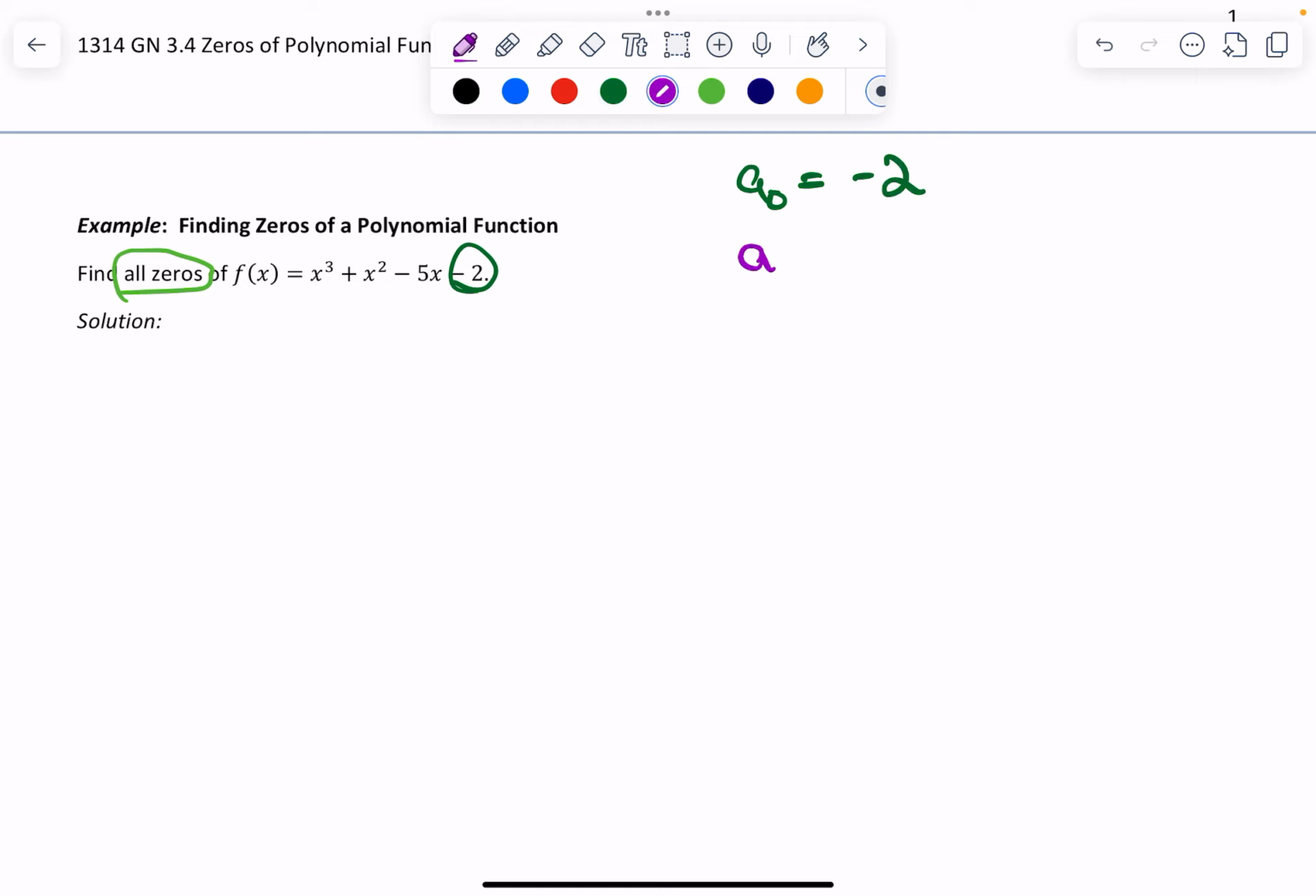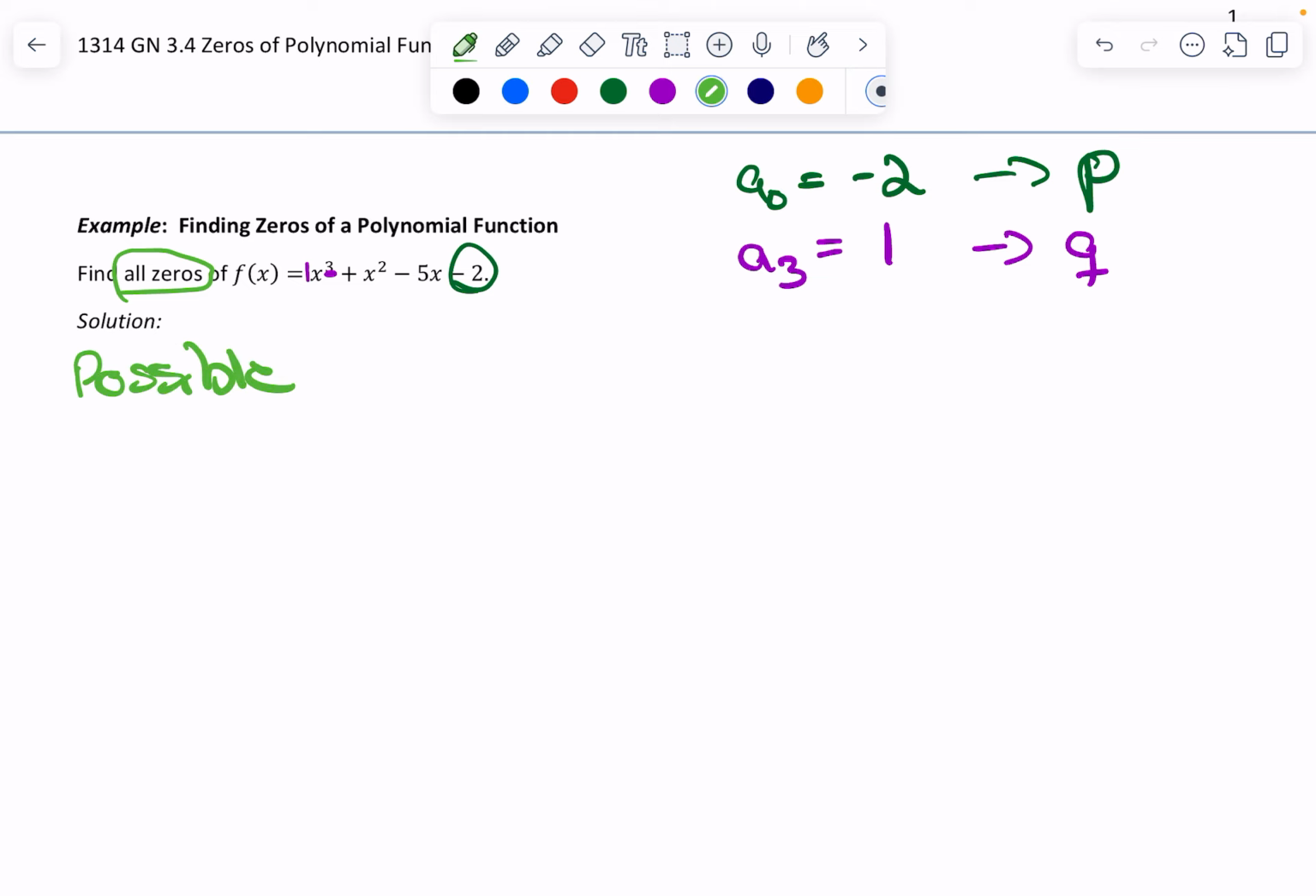And our leading coefficient, it's third power, so it's a sub 3, is going to be 1, because there is no number, so that's the understood 1. So this is our Q, and this is our P, or the factors are going to be. So next what we're going to do is we are finding the possible rational zeros here.